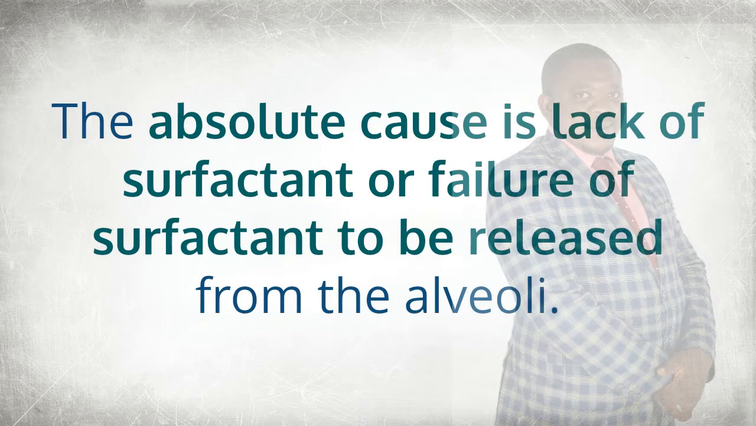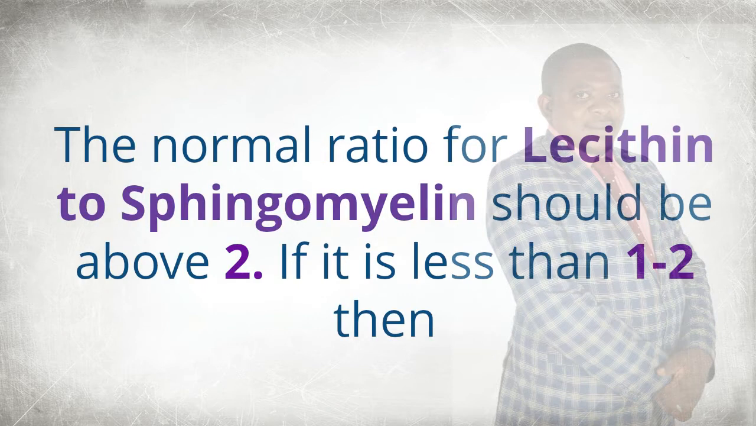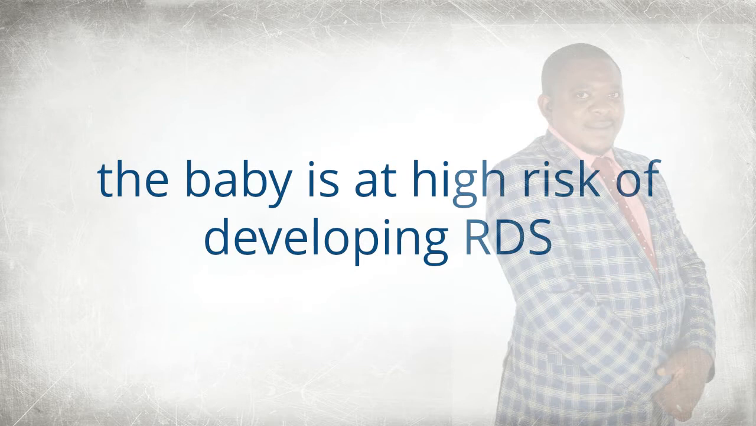Cause: the absolute cause is lack of surfactant or failure of surfactant to be released from the alveoli. This situation can be precipitated by a number of factors. The normal ratio for lecithin to sphingomyelin should be above 2. If it is less than 1.2, then the baby is at high risk of developing RDS.